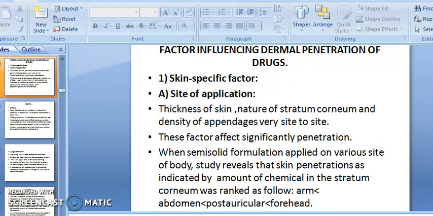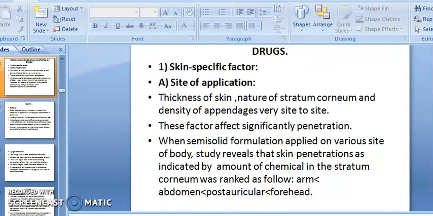The factors influencing the dermal penetration of a drug. Which factors influence or affect dermal penetration? Skin specific factors. First, the site of application, where you have to apply the semi-solid dosage form. Thickness of skin, nature of stratum corneum and density of appendages vary from site to site. These factors significantly affect penetration.